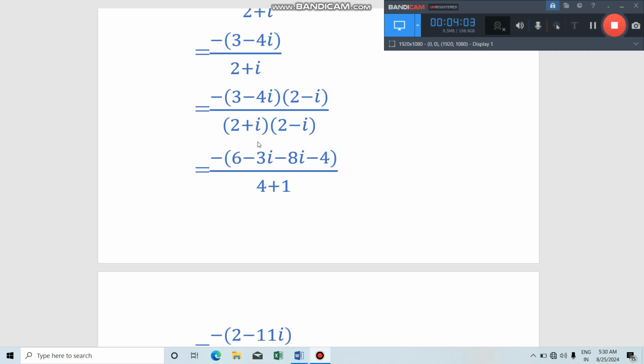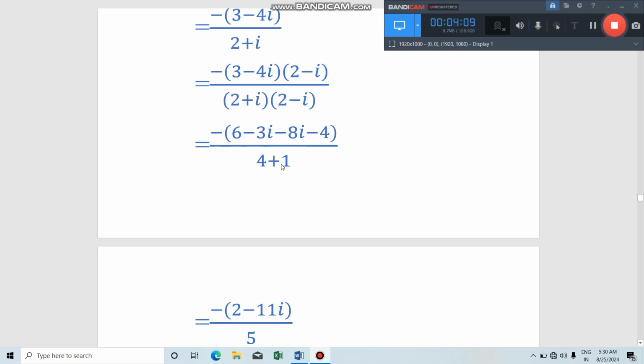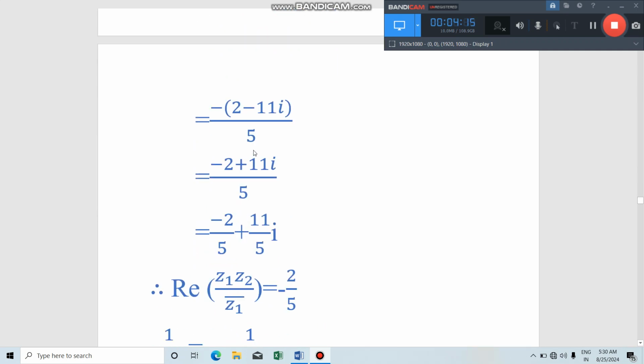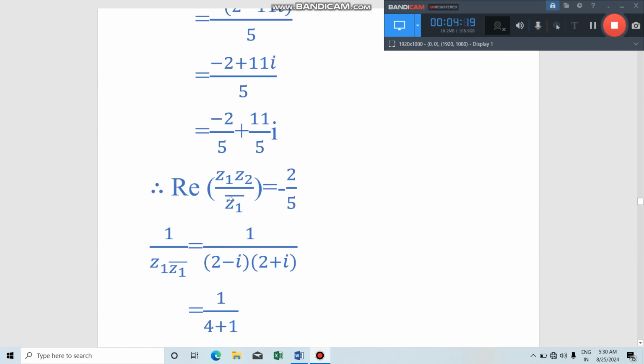2 square equal to 4 and i square equal to minus 1, so minus i square equal to minus into minus, which will become plus 1. So it will become 4 plus 1. So minus of (2 minus 11i) divided by 5. So minus 2 by 5 plus 11 by 5 into i. Therefore real part of z1 into z2 by z1 bar will become minus 2 by 5.